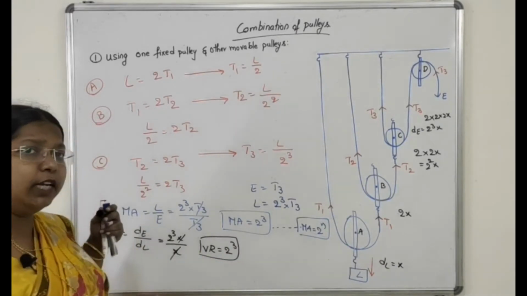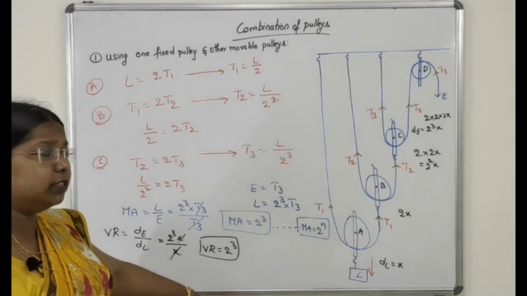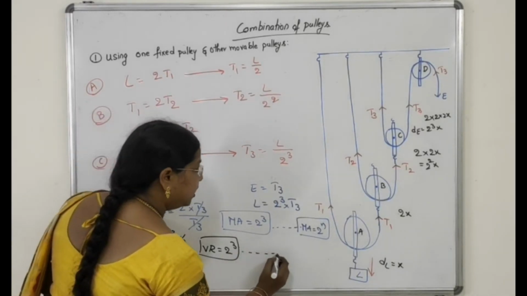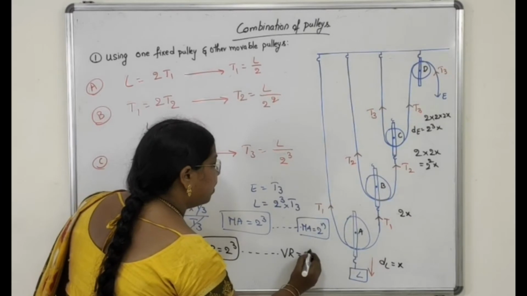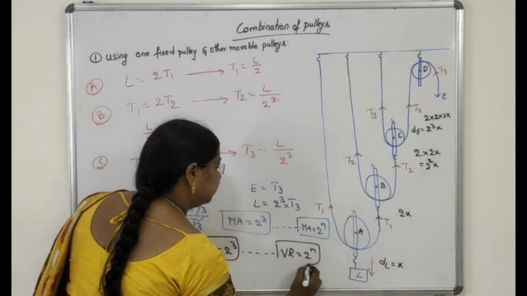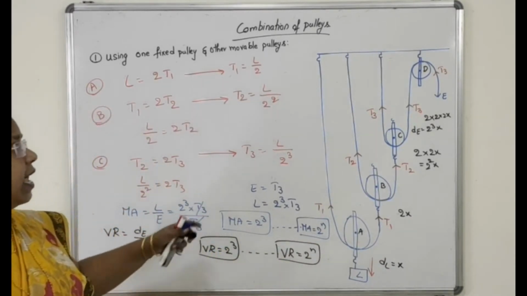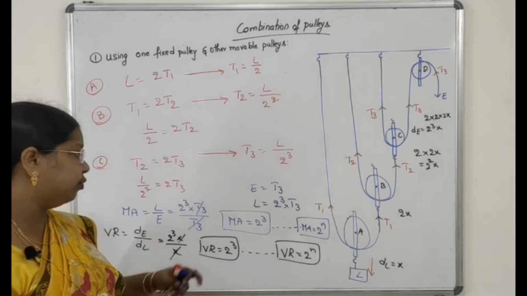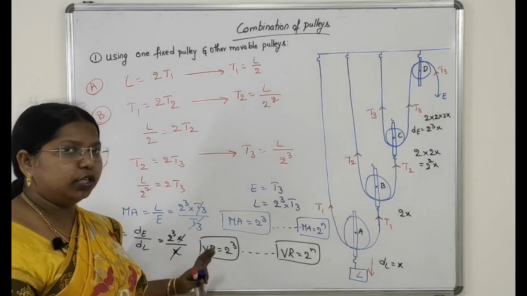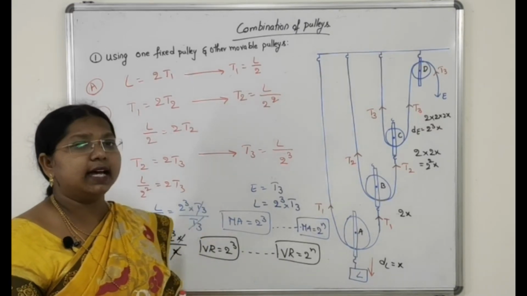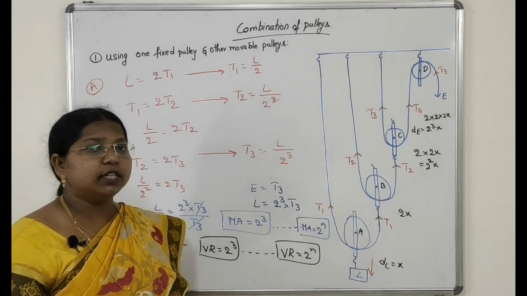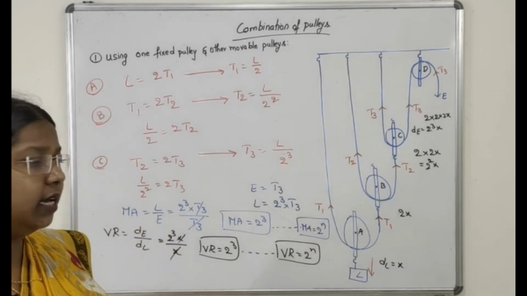If it is 4 pulleys, 2 power 4; 5 pulleys, 2 power 5. If it is n pulleys, 2 power n. Clear? Now let us calculate the mechanical advantage. We have calculated the velocity ratio already. Now we will calculate the efficiency.